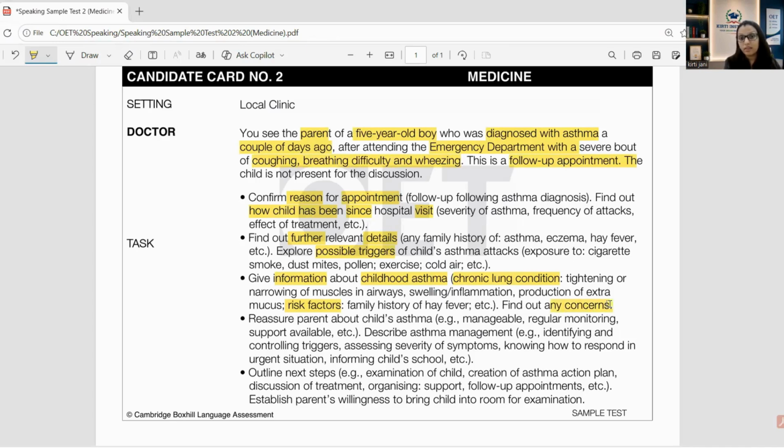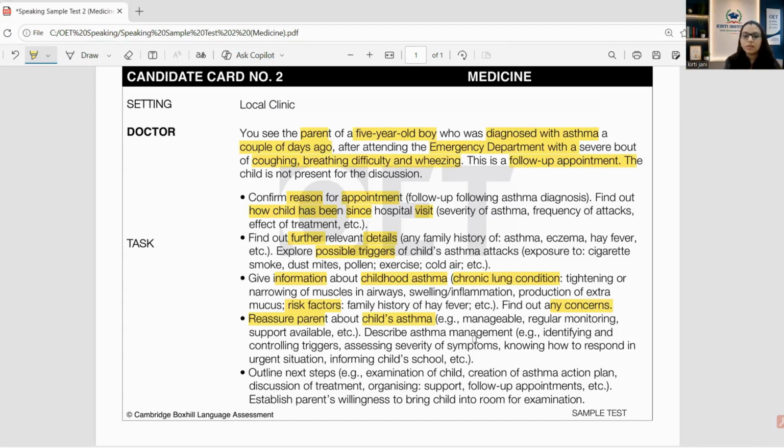So when you are asking if the parent has any concerns, there will be concerns, and what the concern will be is your next bullet point. Reassure parent about child's asthma. So here we are expecting that the parent will be worried about their child's asthma, and you are reassuring that it's okay, it is manageable. It will require regular monitoring, but there are many support systems available. So you are reassuring the parent here.